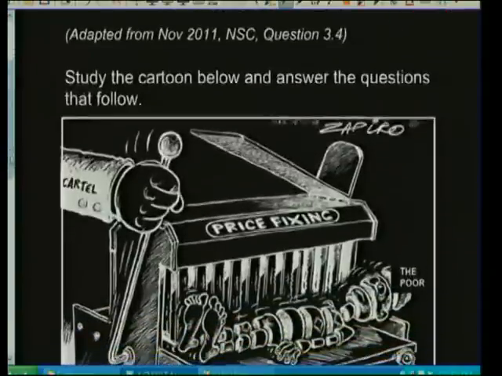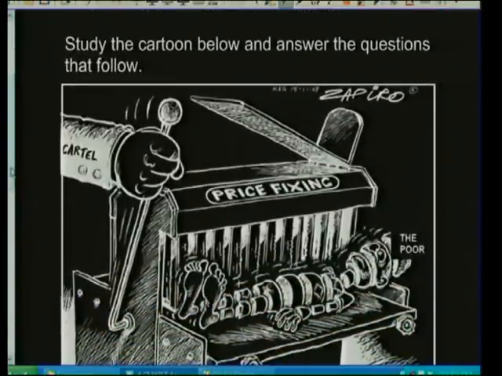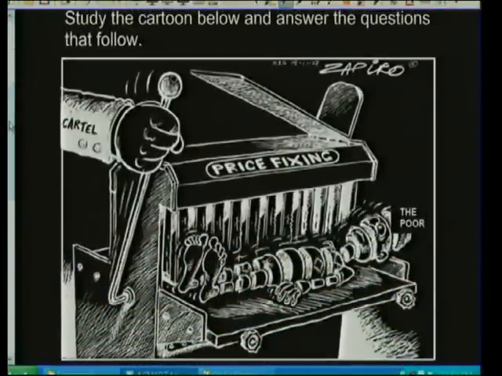Welcome back. I want us to now look at question 4. The instruction here is study the cartoon below and answer the questions that follow. It specifically says study the cartoon below. So before you read the questions, make sure that you understand what is actually happening in the picture.